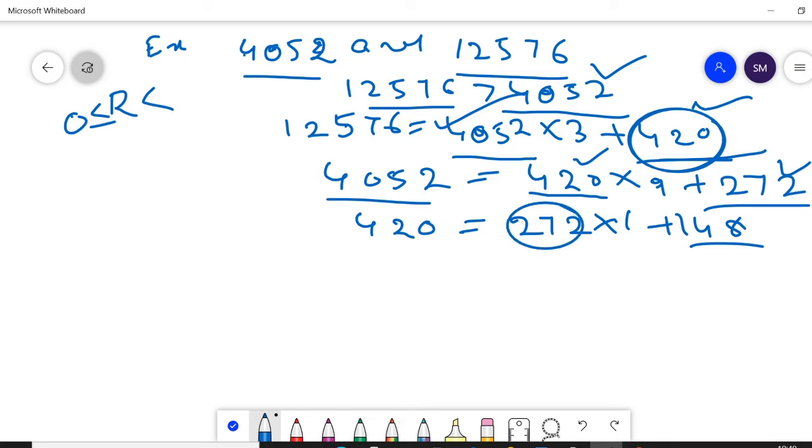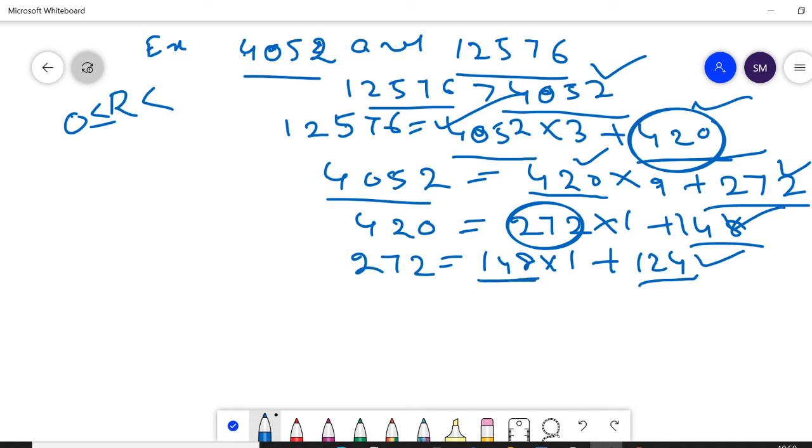Then divide by the remainder. Here 272 is the dividend and 148 is the divisor. 148 into quotient 1 plus the remainder 124. Then divide by 124. Here 148 is the dividend, 124 is the divisor. The quotient is 1 and the remainder is 24.